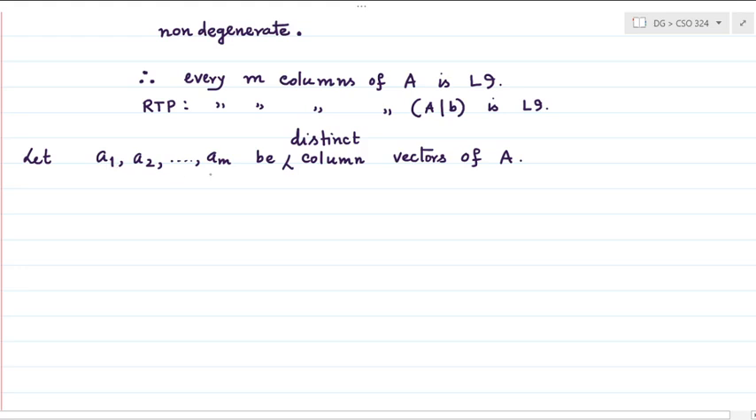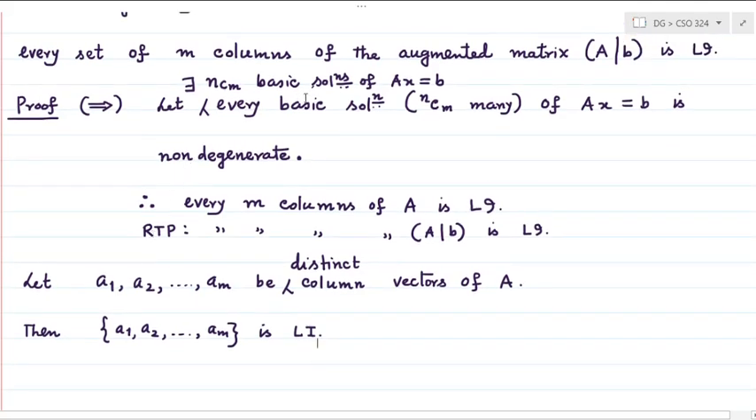Once you have taken these distinct m columns of the matrix A, then this set consisting of all these m vectors is linearly independent, because they are just m columns of A, and you have assumed that there exist n choose m basic solutions of Ax = b. Therefore any m columns of capital A will be linearly independent, and therefore this set is linearly independent.